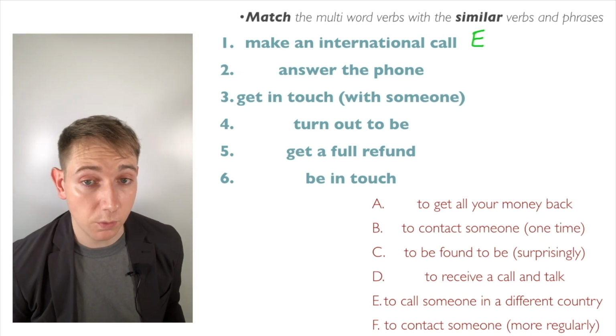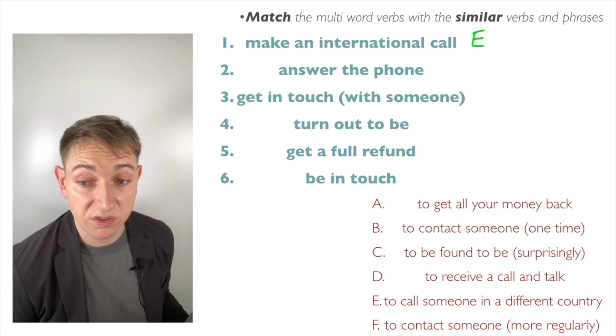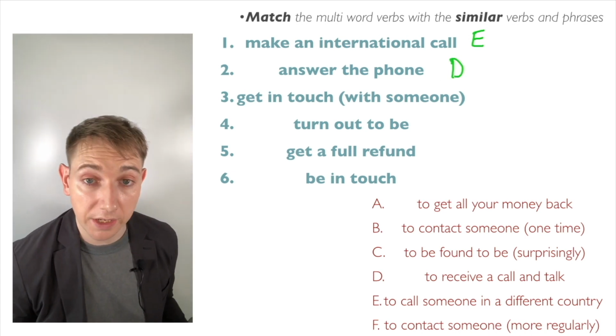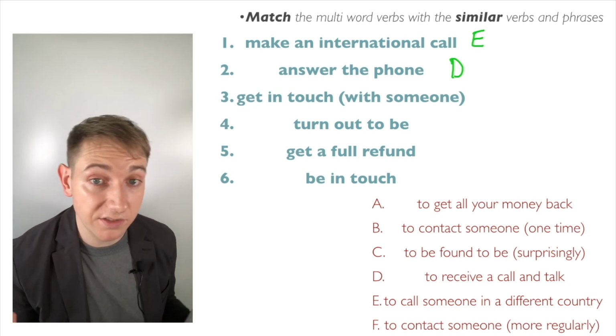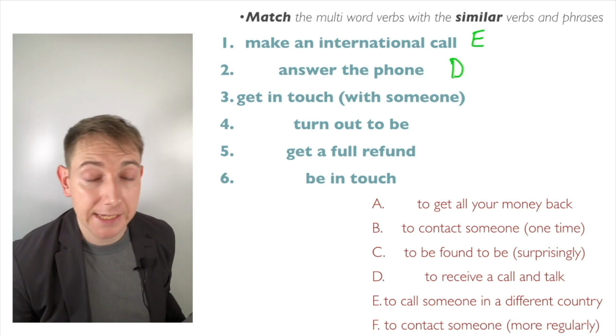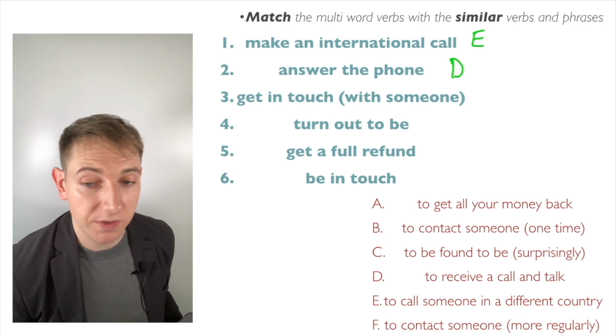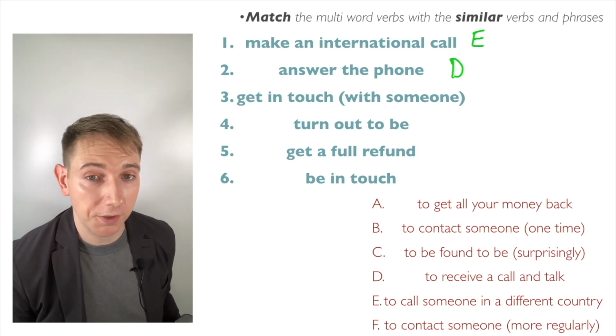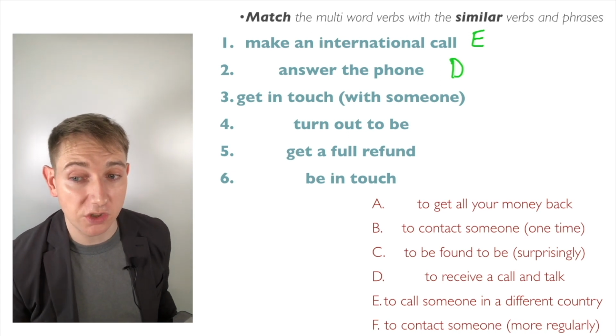Okay guys, let's do the next one. So answer the phone. This means just to receive a call and talk, right? To answer the phone. The phone rings, you pick it up and you start talking. Answer the phone. The next one, get in touch with someone. Now this is tricky here. This means to contact someone one time.